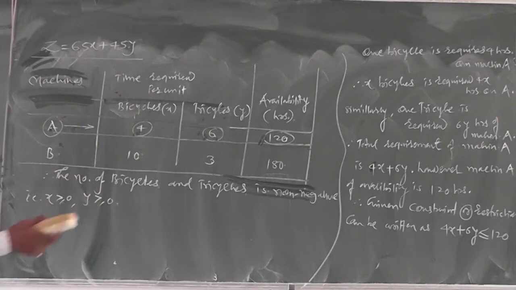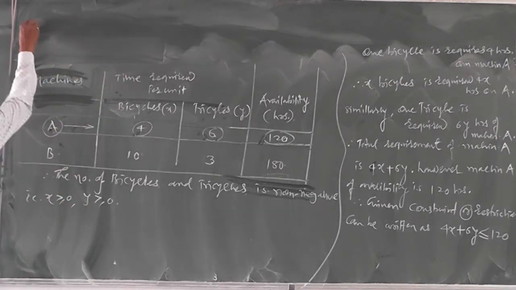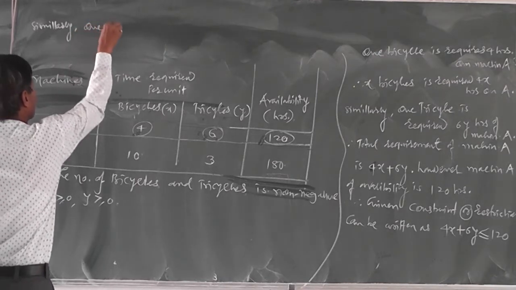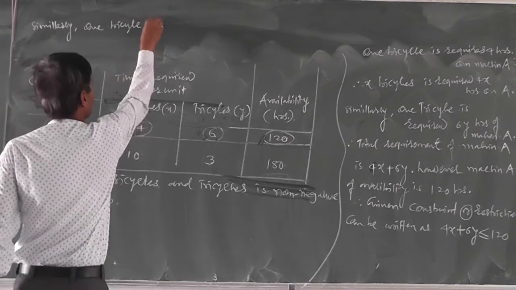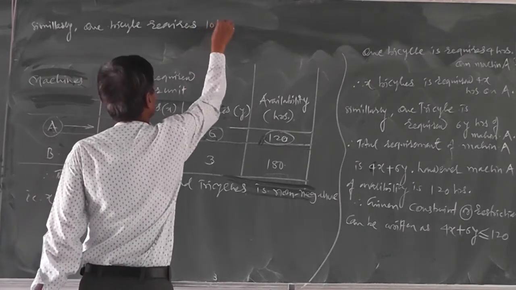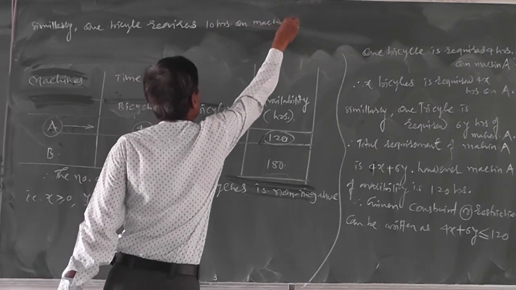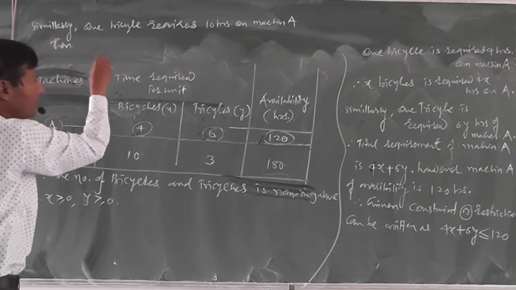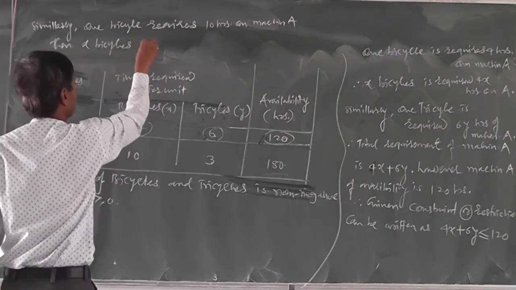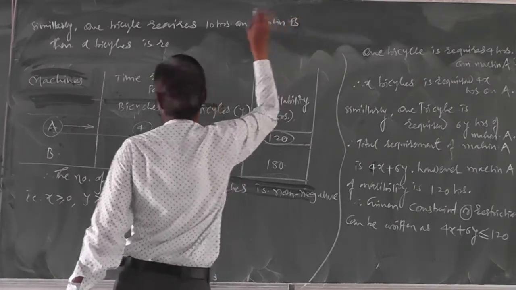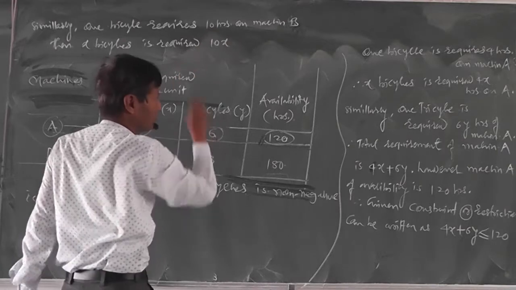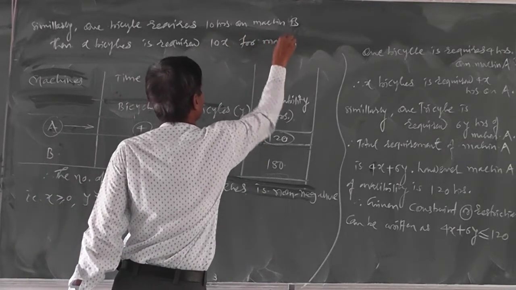Now, similarly, one bicycle requires 10 hours on machine B. Then x bicycles require 10x hours for machine B.